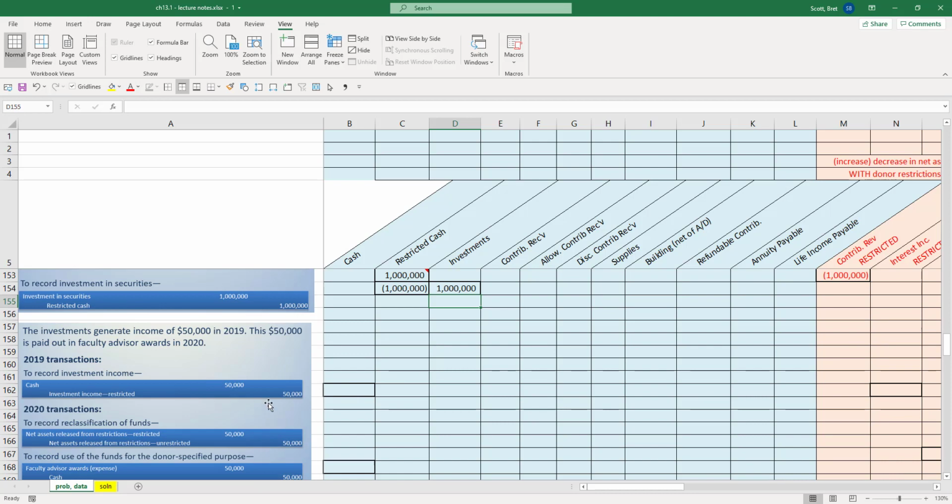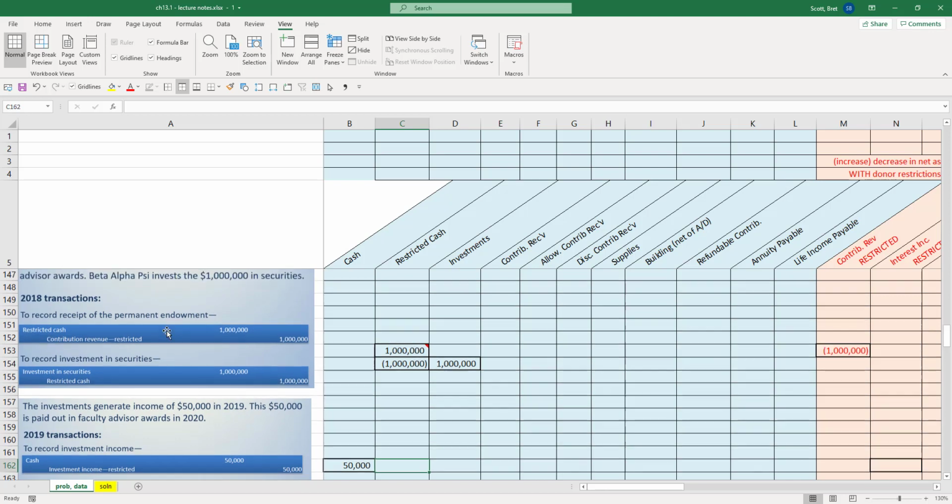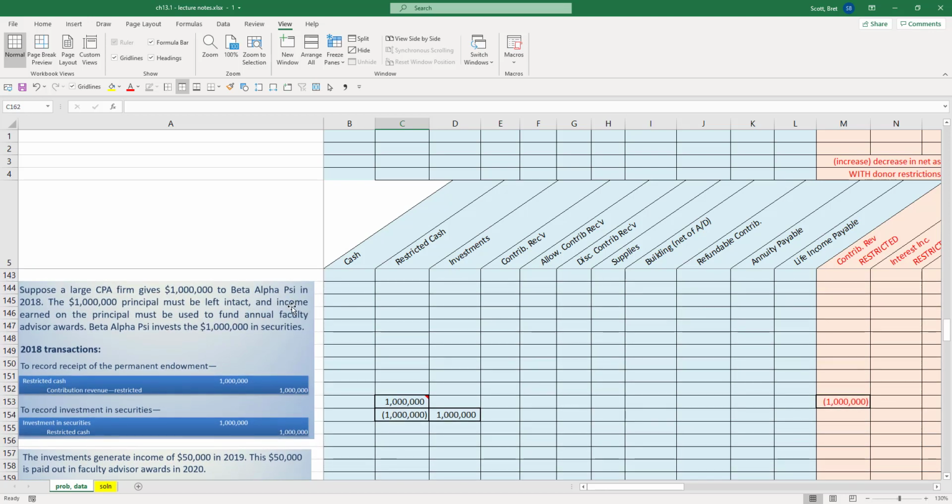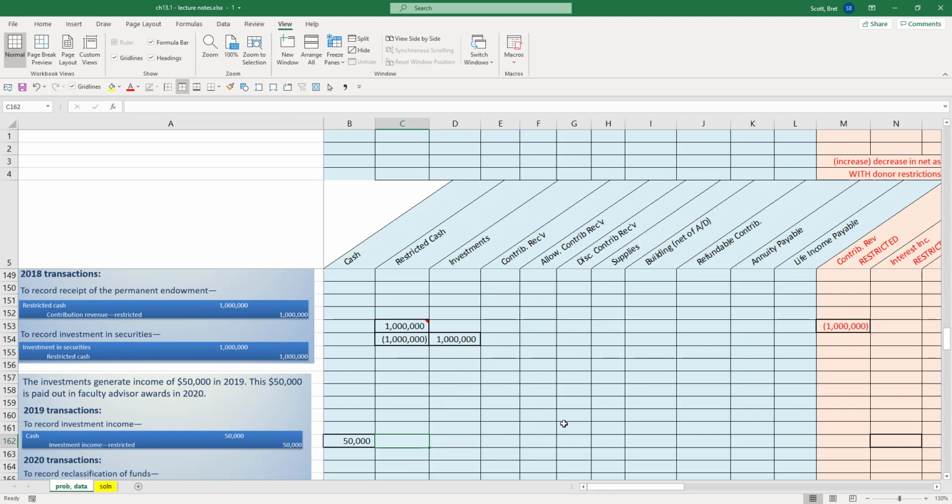Down below, they say that the investment generated $50,000 of income, dividends, interest, whatever you want to call it. So cash was received from this investment payout. Now, this is to be used for a specific purpose. Again, look up at the top here. Principal must be left intact. The income must be used to fund an advisor award. So we know that there's going to be an advisor award in the future. We're going to leave the $1 million alone, but only use the 50,000 payouts as the amount that we're going to use to award somebody.